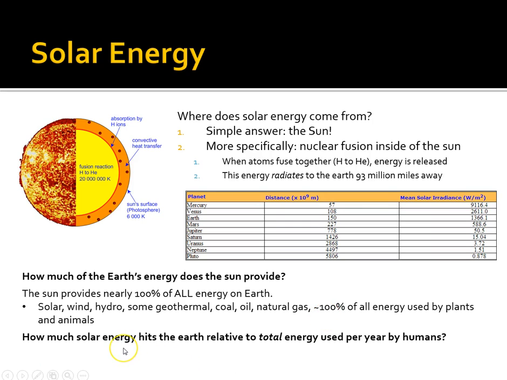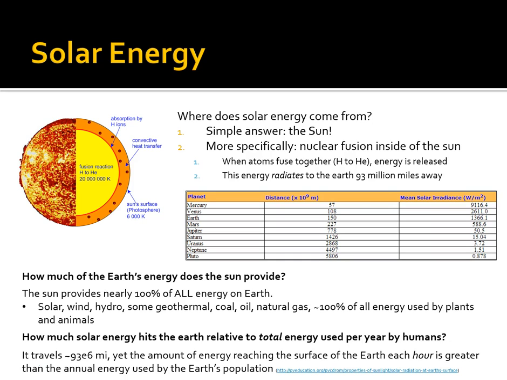Okay, so here's an interesting question. I believe this was mentioned in one of the videos, but how much solar energy hits the Earth relative to the total energy used per year by humans? In other words, if you take up all the energy used by all the humans in a given year, how long does it take for the sun to actually provide that much energy on the Earth? And it's actually a nice, simple answer. It's actually every hour. So think about that. The amount of solar energy that comes from the sun, it takes exactly right around 1 hour.